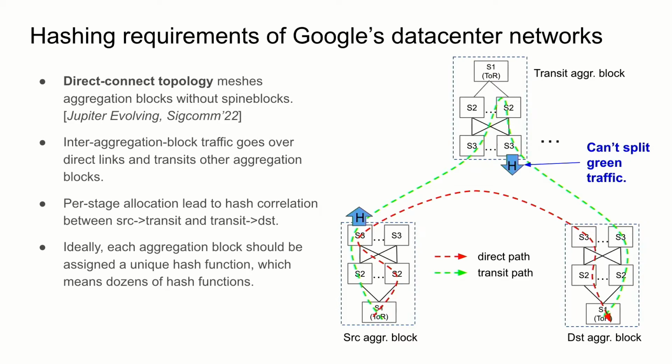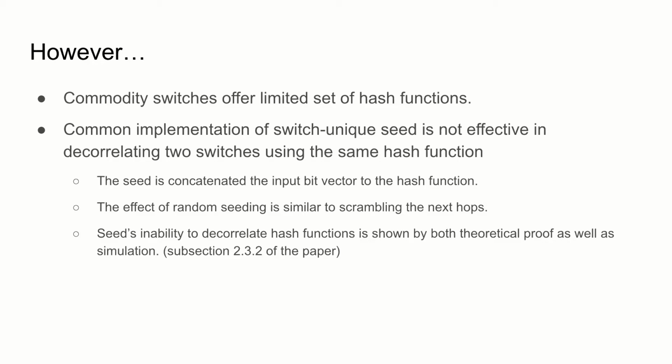Now, what can we do? Ideally, if each aggregation block is assigned a unique hash function, then problem solved. But that would require dozens of hash functions at least. Unfortunately, the commodity switches offer only a very limited set of hash functions.